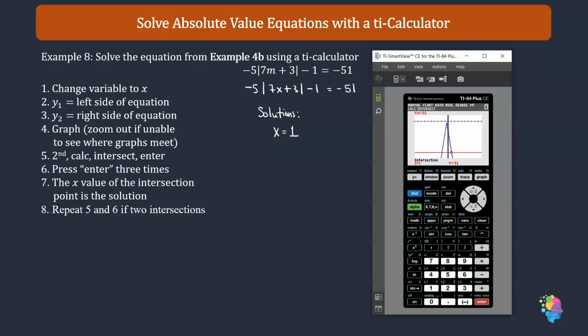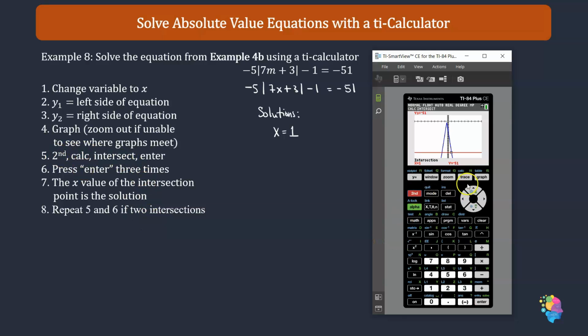But remember that this equation, if you go back to your notes, because this is example 4b, this equation had 2 solutions, so I still have to go find the solutions. So that's why we have this step 8. I have to repeat 5 and 6 so that I can find my second intersection. So let's go back to 5.